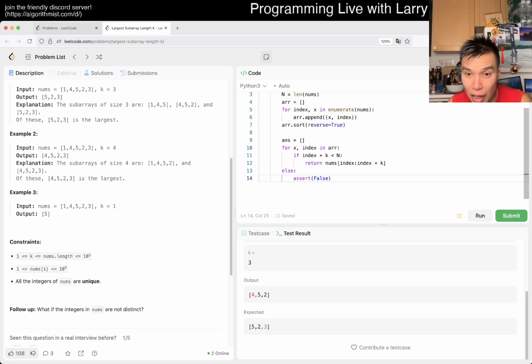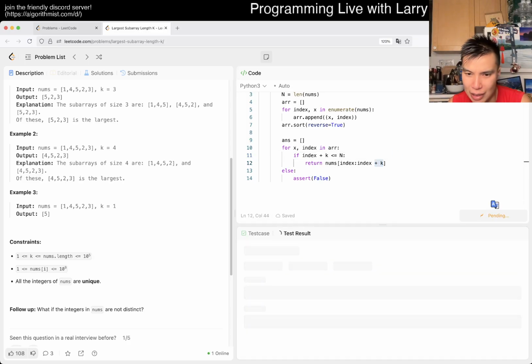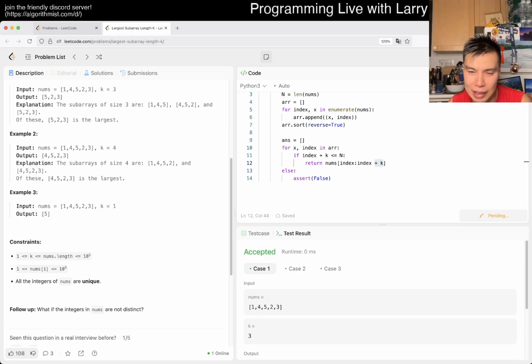Still wrong though. I think this is plus equal to. The index, this syntax I'm always a little bit wonky on. But yeah, as you can see, that looks good. Let's give it a quick submit.